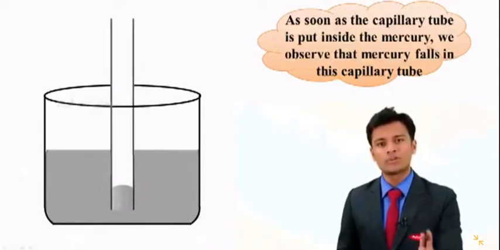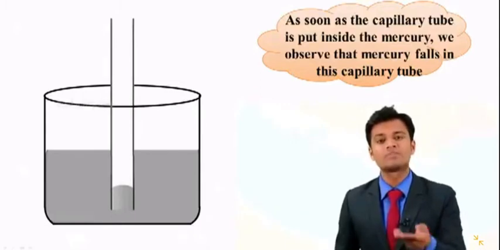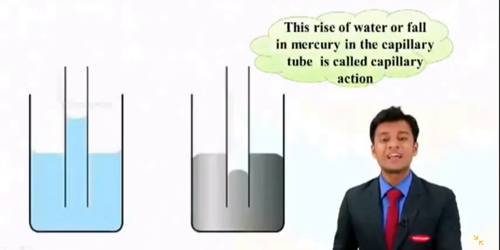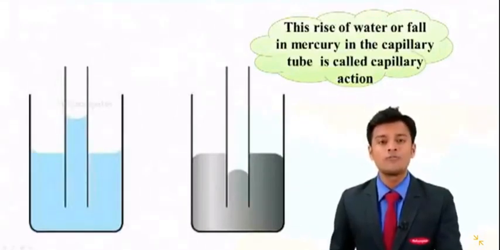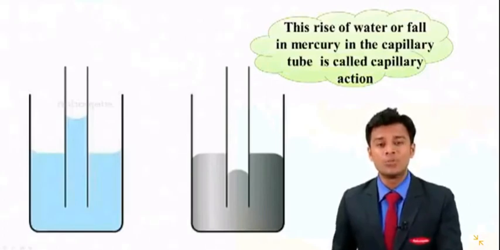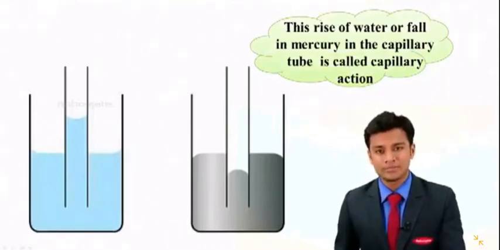So we have total two types of capillary action. Either the liquid level comes up or the liquid level falls down. So I say that this coming up, or I can say that this rise of water or fall of mercury inside the capillary tube is called as capillary action.